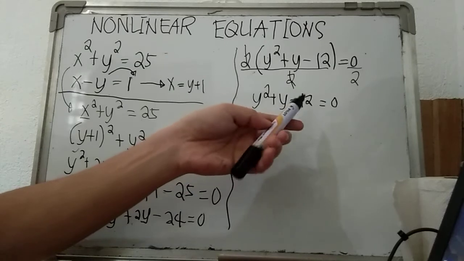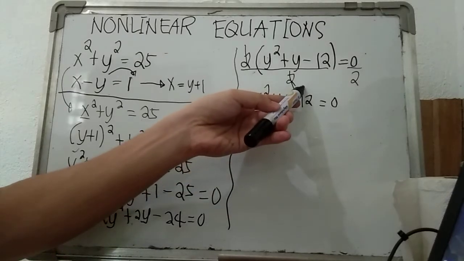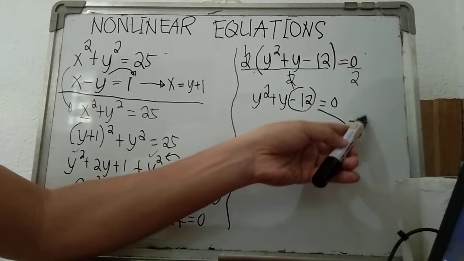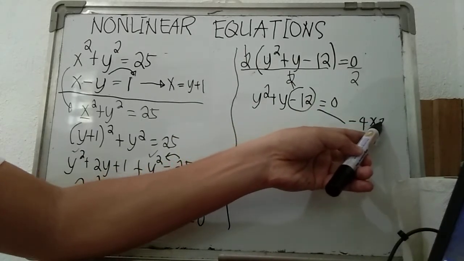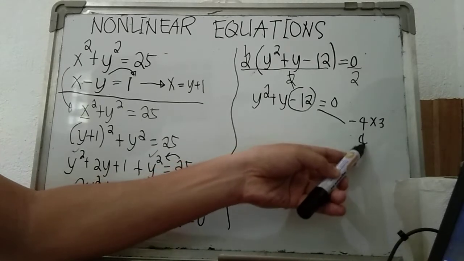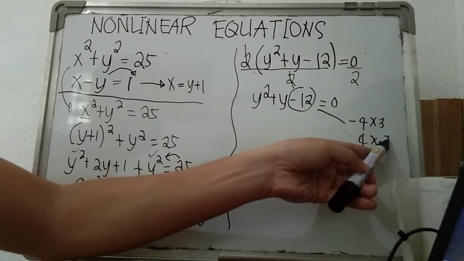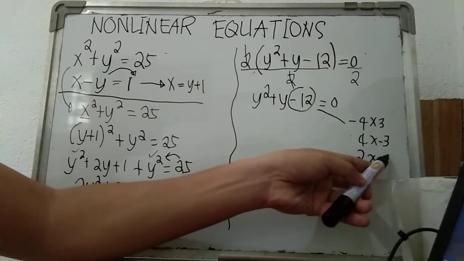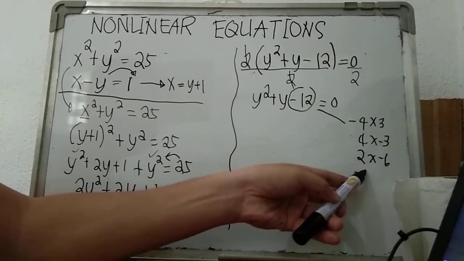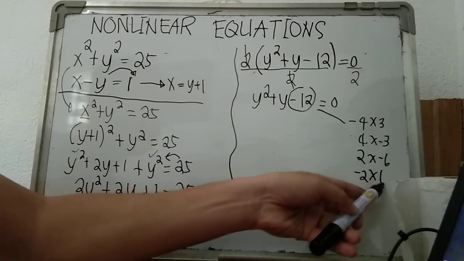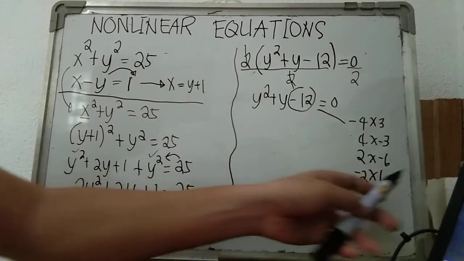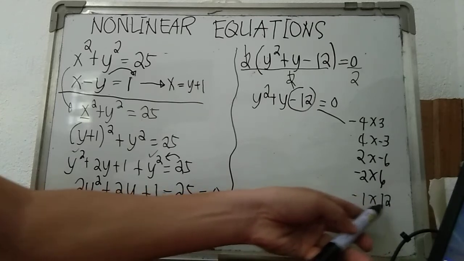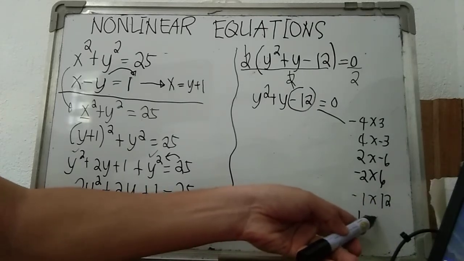What are the factors of negative 12? The factors of negative 12 are negative 4 times 3, 4 times negative 3, 2 times negative 6, negative 2 times 6, negative 1 times 12, and 1 times negative 12.